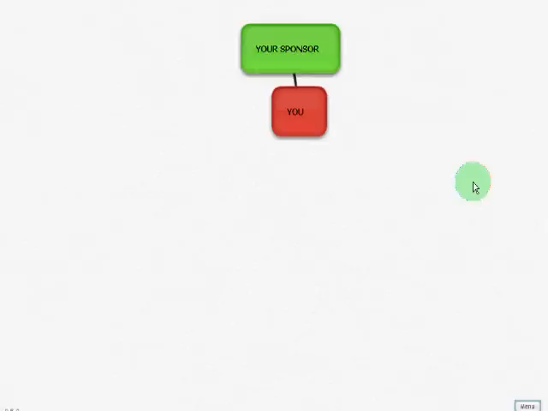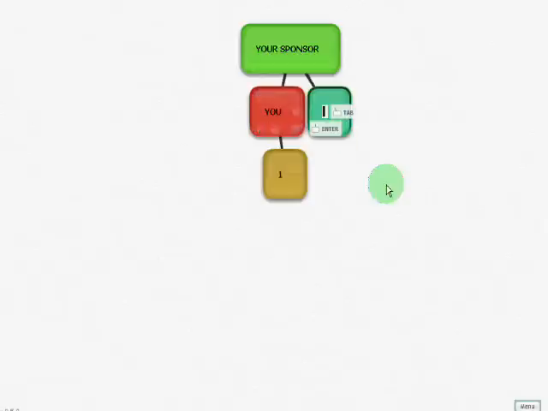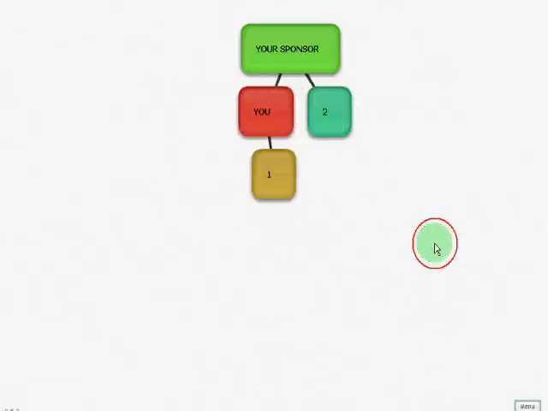Here we go. So in green here represents your sponsor. You are represented in red. Where we're at here is you have just joined under your sponsor. The next step is for you to refer your first person. We will call that person number 1. Okay? Your next step is for you to refer your second person. We'll call that person number 2.